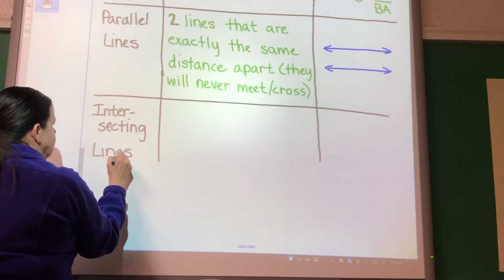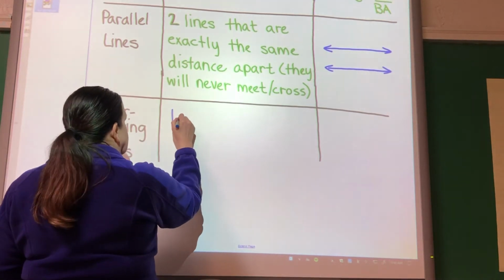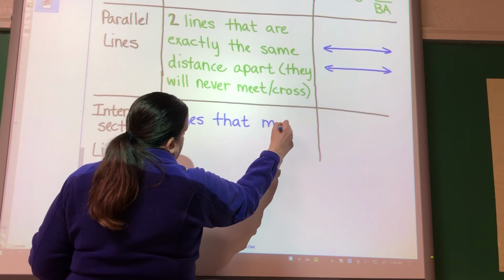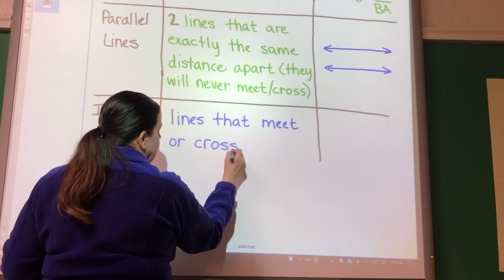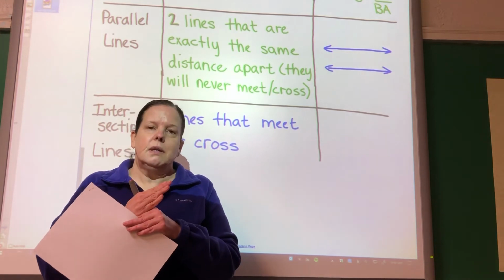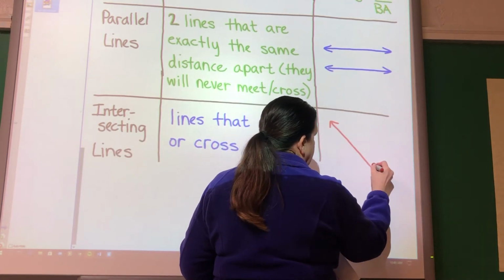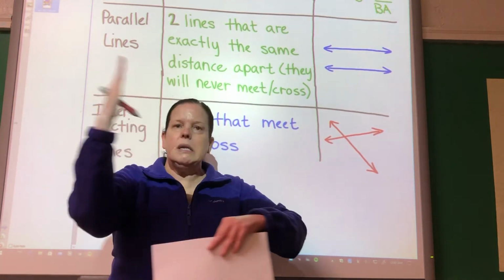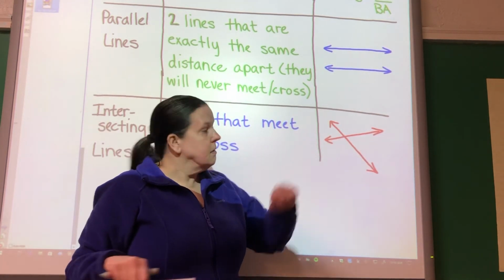Okay, so next we have intersecting lines. So this is the opposite of the parallel lines. So very simply, they are lines that meet or lines that cross. And they will only ever cross in one place. Okay, they will never cross more than once. And again, those lines could be any angle, direction. If they cross, they're intersecting lines. Okay?